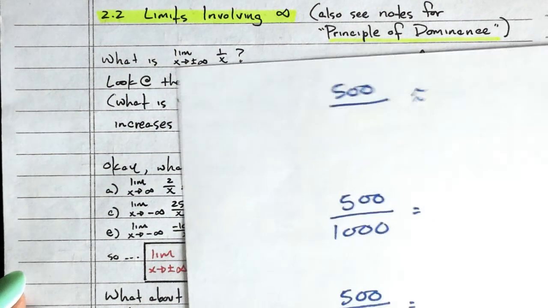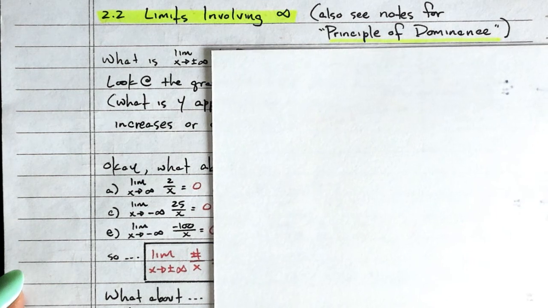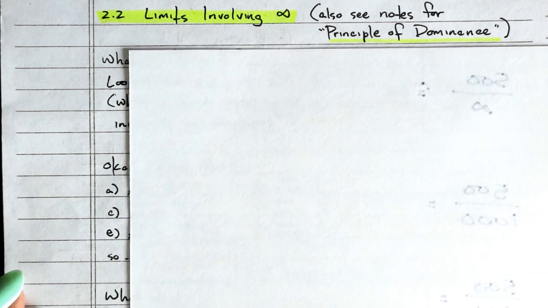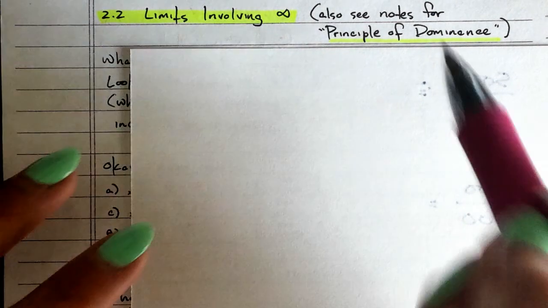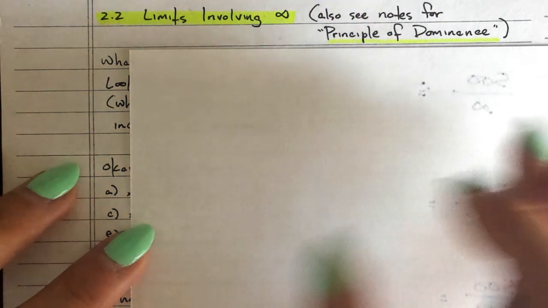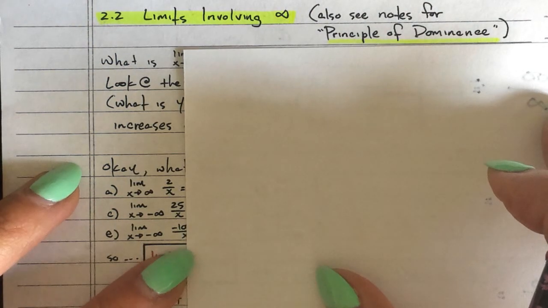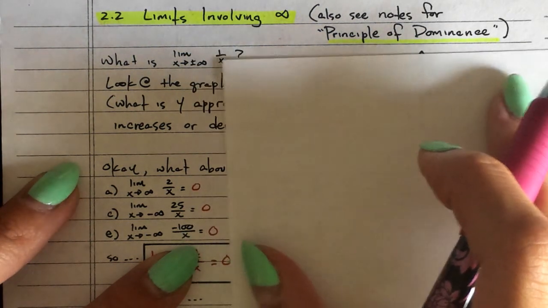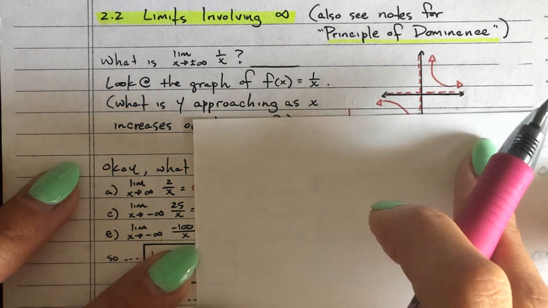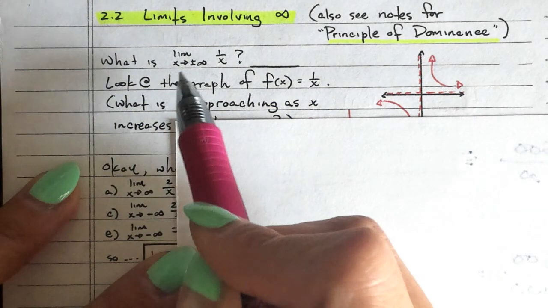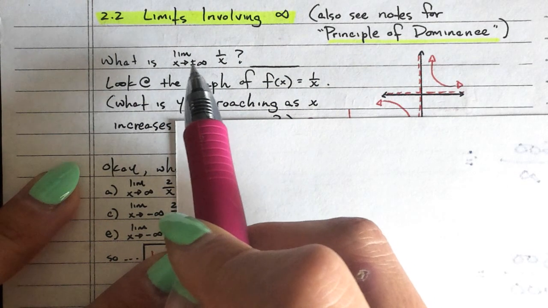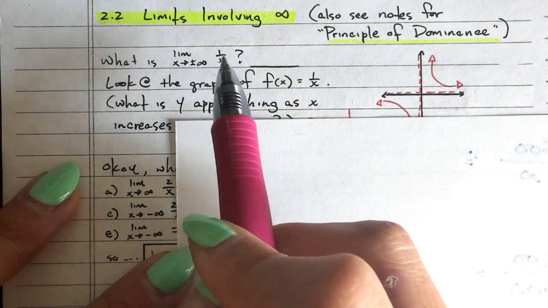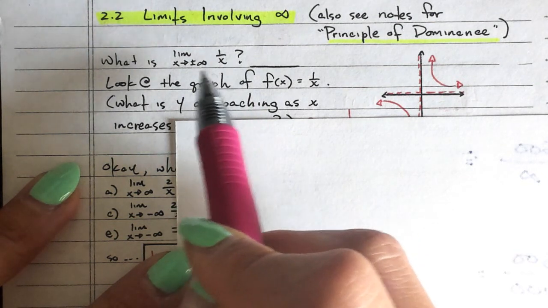All right, so what we're talking about today is limits involving infinity. We're also going to be referring to the principle of dominance worksheet. The principle of dominance worksheet is on the back of worksheet 5 for us, okay? So the first question is, what is the limit as x approaches plus or minus infinity of the function 1 over x?